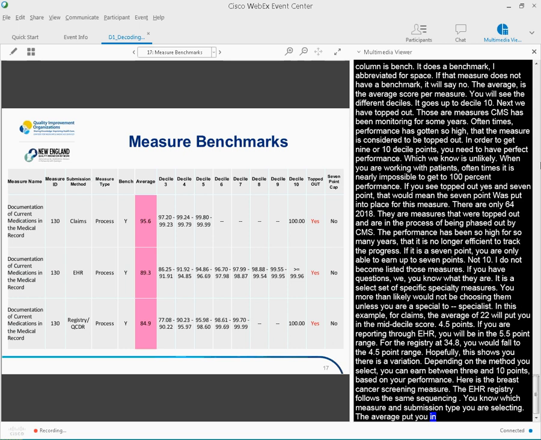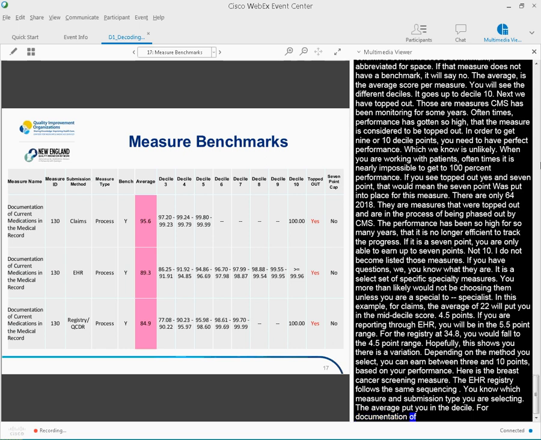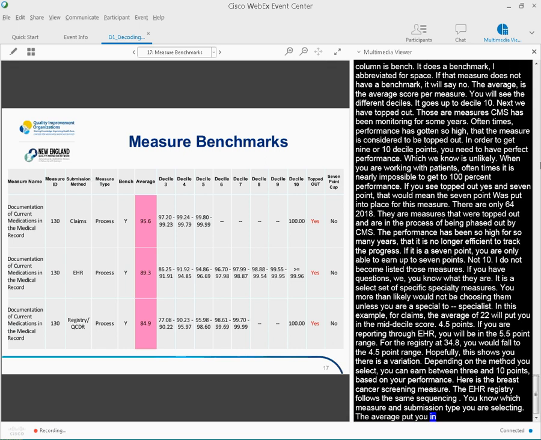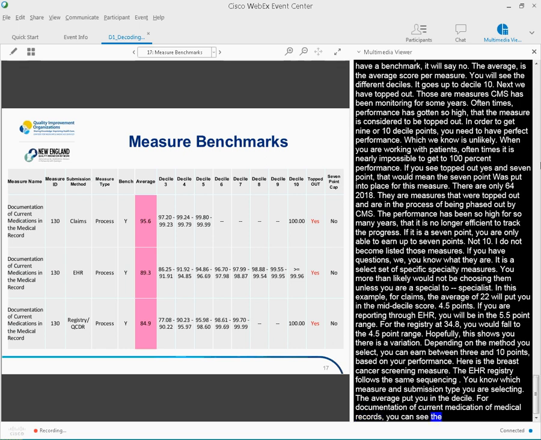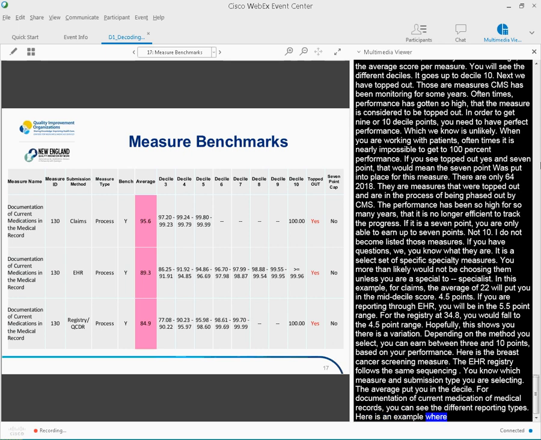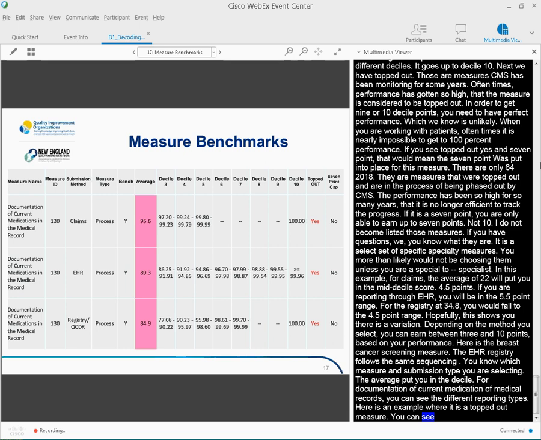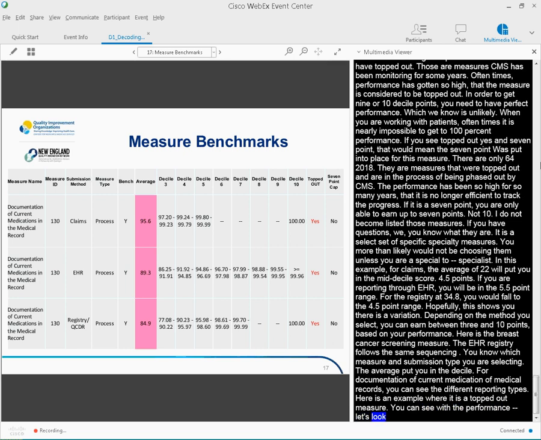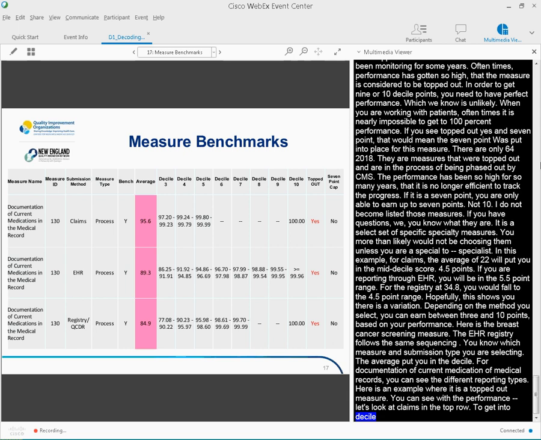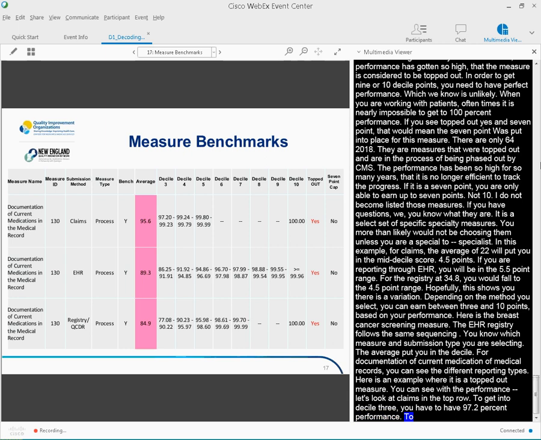For the documentation of current medications in the medical record, again, you'll see the different reporting types. And here's an example where this is a topped-out measure. So you'll see yes under topped out. And as you can see with the performance, let's look at claims quickly in that top row. In order to get just into decile 3, you have to have 97.2% performance. And to get decile 5, you're at 99.8 to 99.99, so nearly perfect. And unless you have a perfect 100, you're not earning 10 points.